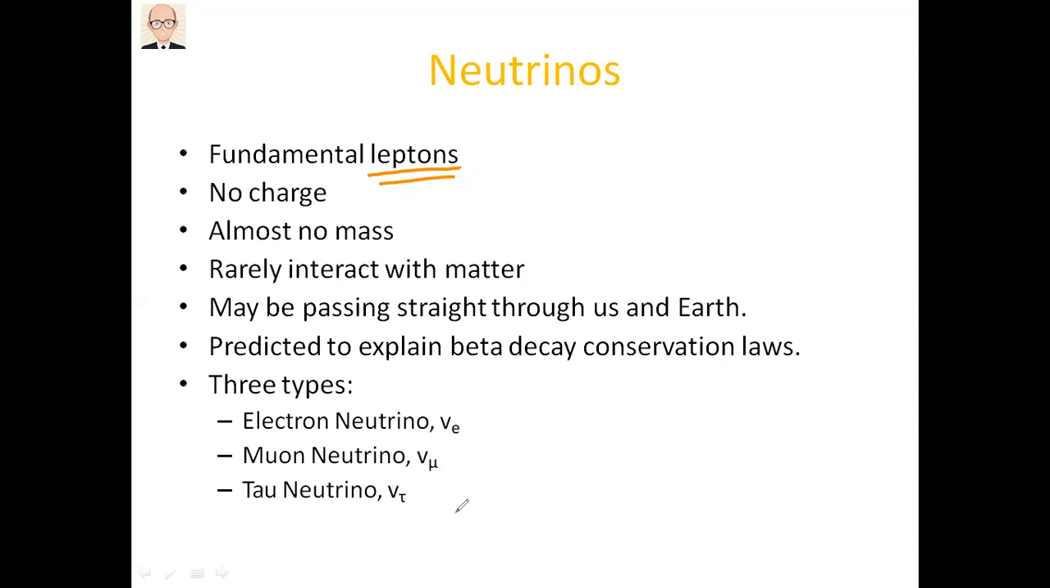So if you look at the symbols, all these 3 neutrinos start with what? They start with ν. So νe, νμ, and ντ. Electron neutrino, muon neutrino, and tau neutrino. These are the fundamental leptons.